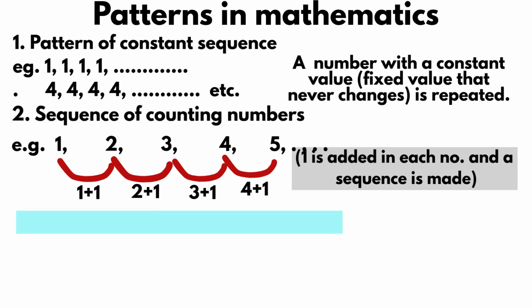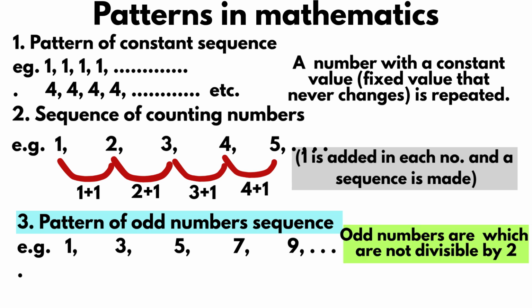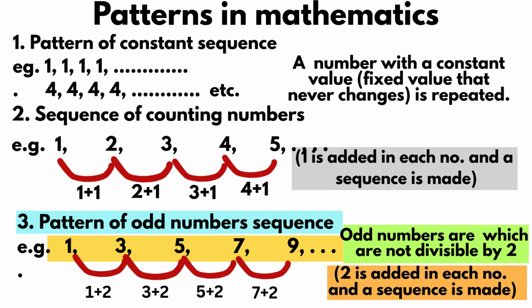Third pattern is the pattern of odd number sequence. Odd numbers are those which are not divisible by 2. For example, the pattern is 1, 3, 5, 7, 9, where each number is made by adding 2.